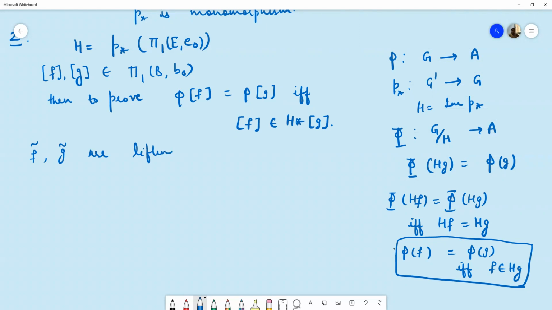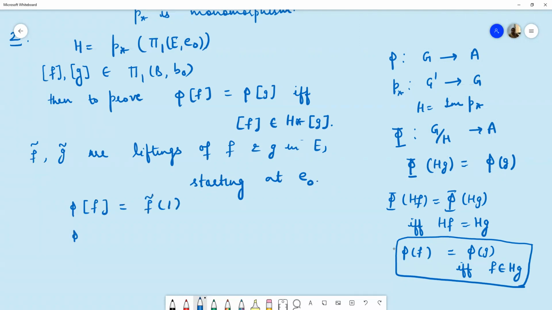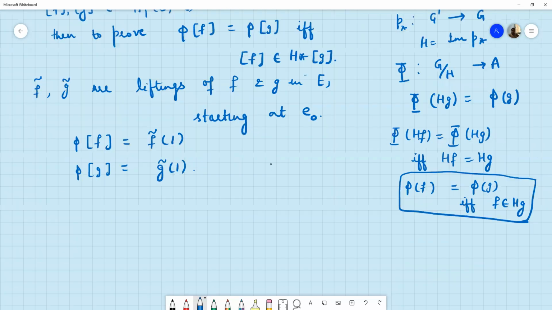These are the unique liftings of f and g in space E starting at point e naught. Then by definition, phi of f is the end point of f curl, and similarly phi of g is the end point of g curl, so it is g curl 1. So we want to prove that phi of f is equal to phi of g if and only if the path homotopy class of f belongs to H star the path homotopy class of g.